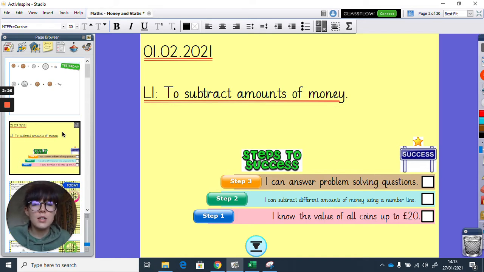Step 2 is to subtract different amounts of money using a number line. That's the method we're going to use today to work out our questions. Step 3 is I can answer problem solving questions. Same as last week, there'll be a sheet to complete after the lesson, but if you think I need an extra challenge, there is also the Chili Challenge sheet to complete on Dojo. If you want to, you can write the date and LI in your book just like we do at school.